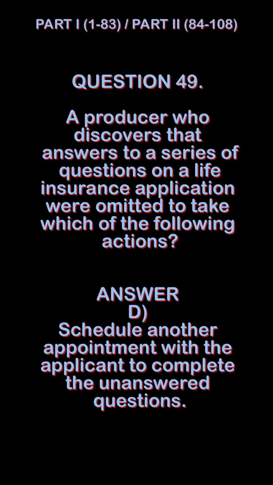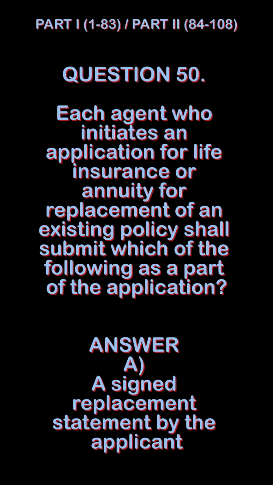Question 49. A producer who discovers that answers to a series of questions on a life insurance application were omitted should take which of the following actions? Answer: D. Schedule another appointment with the applicant to complete the unanswered questions. Question 50. Each agent who initiates an application for life insurance or annuity for replacement of an existing policy shall submit which of the following as a part of the application? Answer: A. A signed replacement statement by the applicant.